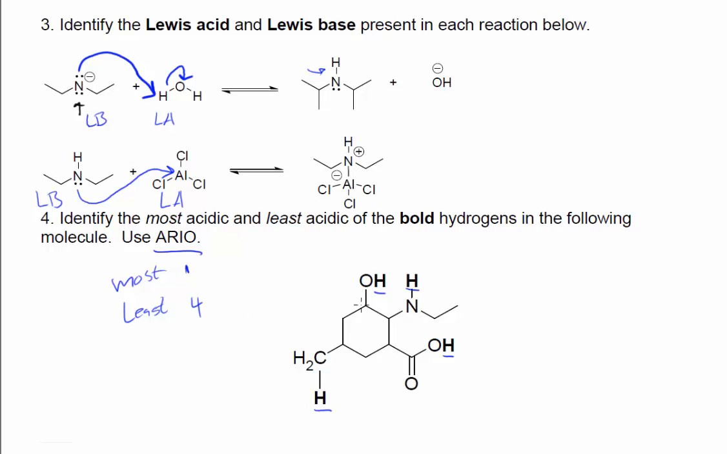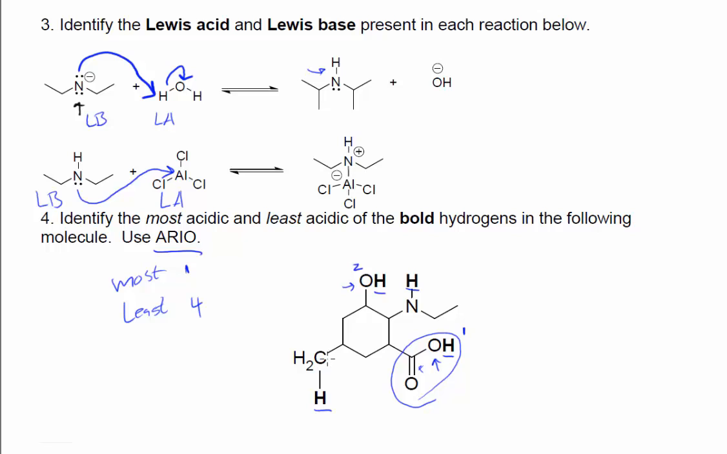So ARIO: the 2 atoms that will likely have the most acidic hydrogen will be the 2 oxygens that can most easily accommodate a negative charge. How do we decide between the 2 oxygens? Well, this one has resonance ability because it has the double bond. And so this should be number 1. This should be the most acidic. This should be the second most acidic. Then we want to decide between the rest of them.